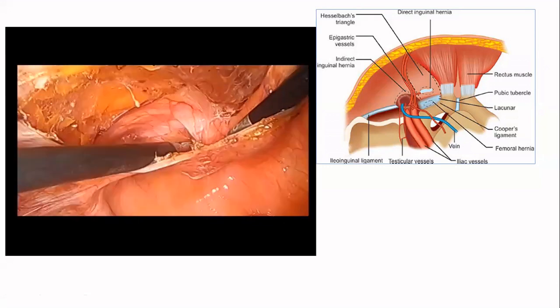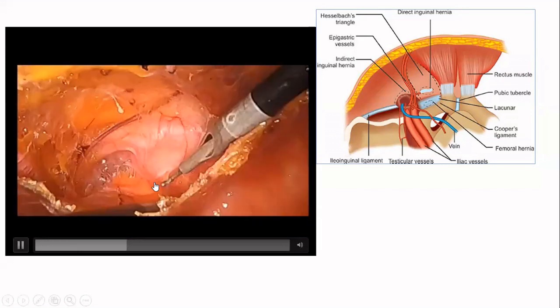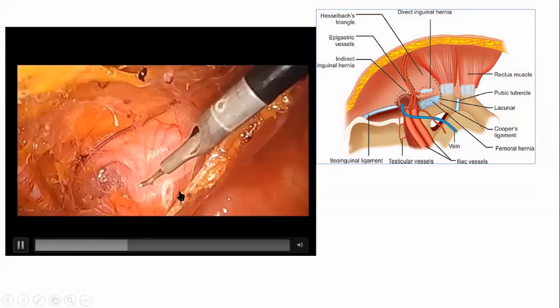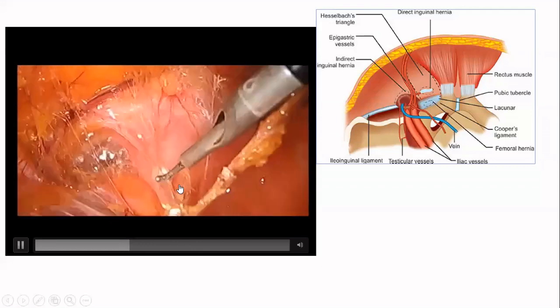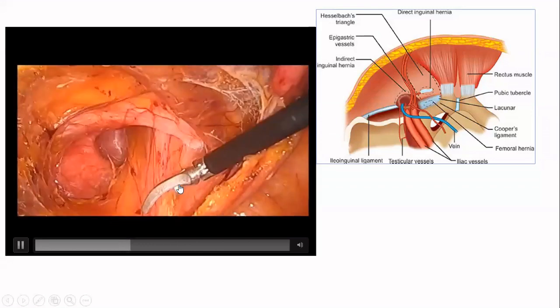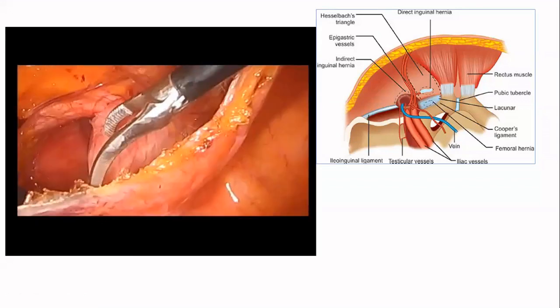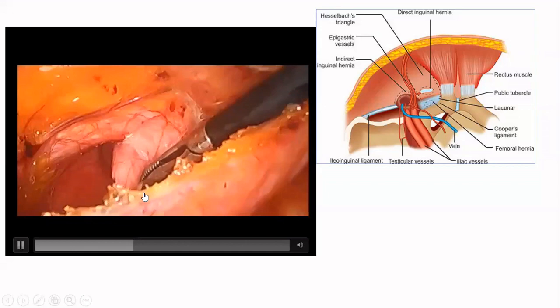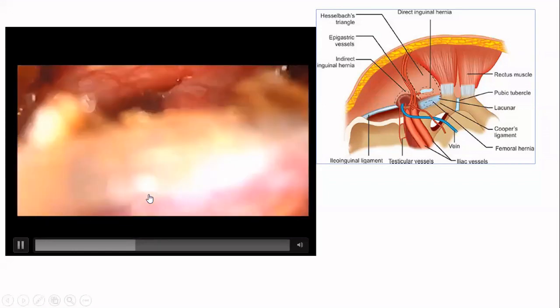Now you see some white line, right? What is it? It is not a sac. I am holding the peritoneal sac, right? That is the weak posterior wall, that is transversalis fascia. So what is transversalis fascia? In fact, we know external oblique, internal oblique. What is this transversalis fascia?